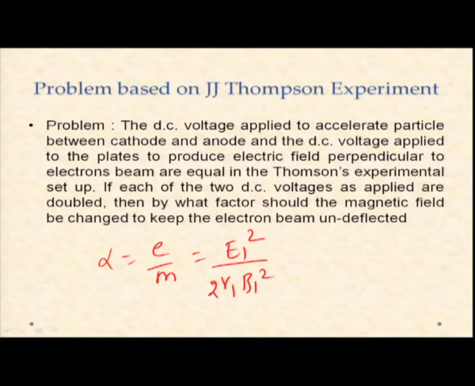If each of the two DC voltages as applied are doubled, then by what factor should the magnetic field be changed to keep the electron beam undeflected? So you have to convert this electric field into potential. The electric field and potential relation is E1 is equal to V by D, where V is the potential. You can keep this as V1 by D.